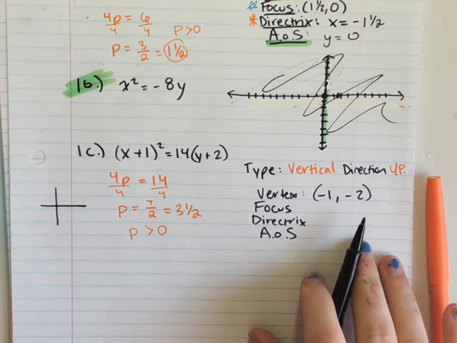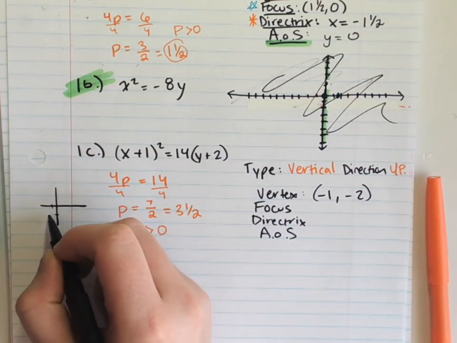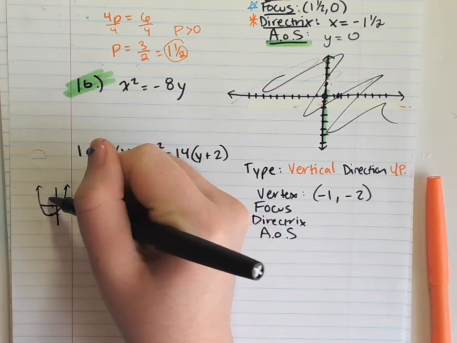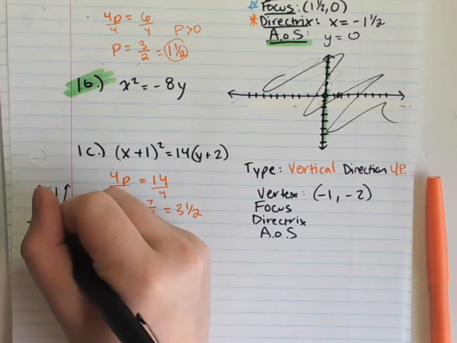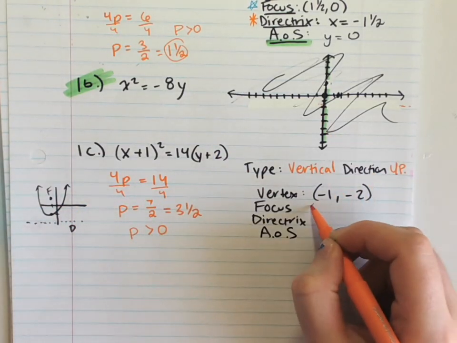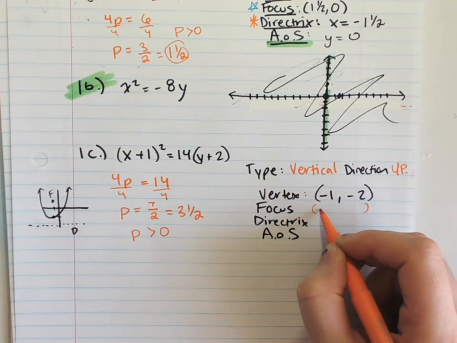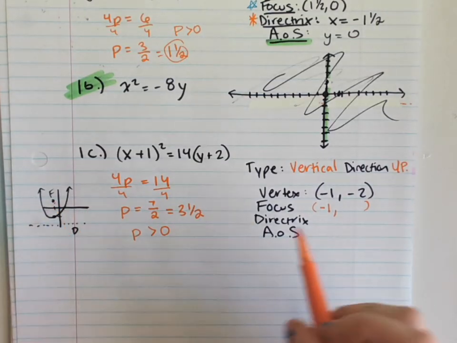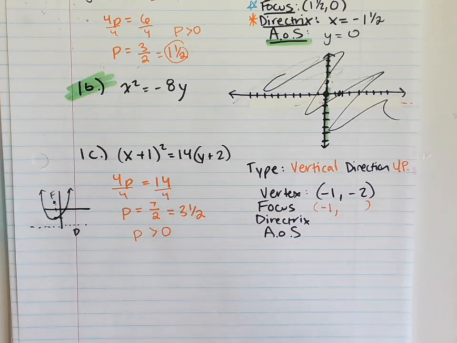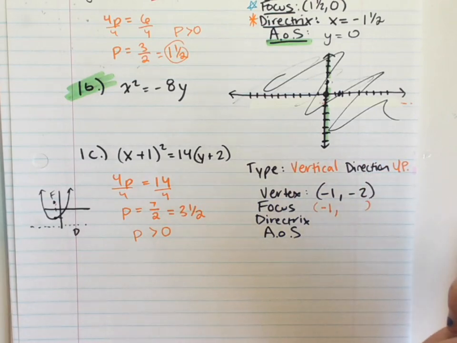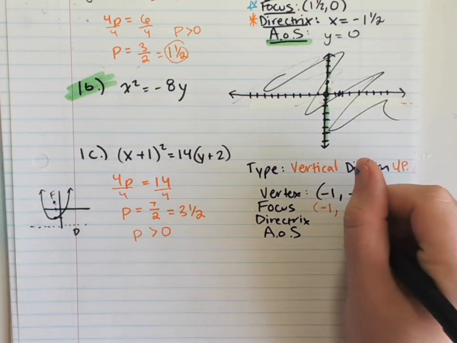Okay, so when we're thinking about this, let me do a quick sketch for myself. -1, -2. It's going to face up. So the focus is above and the directrix is below a value of p units. So focus. This is going to share the same x value, -1, but it's above, so we're going to add 3.5 to that -2. So if I do 3.5 plus -2, I get 1.5.